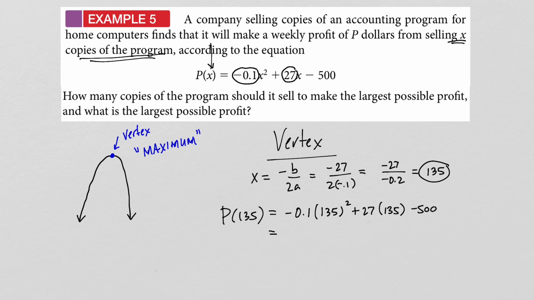And if you use a calculator and do the math on this, you will get 1,322.5, which means $1,322.50. So how many copies should you sell for the largest profit? You need to sell 135 copies. And what is the largest possible profit? It is this amount of money right here, $1,322.50.